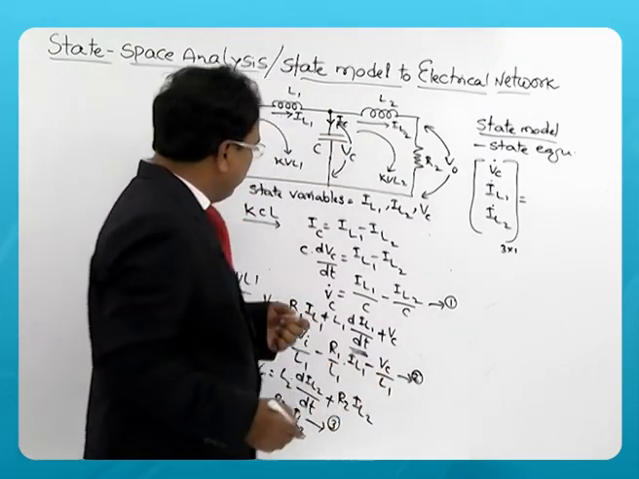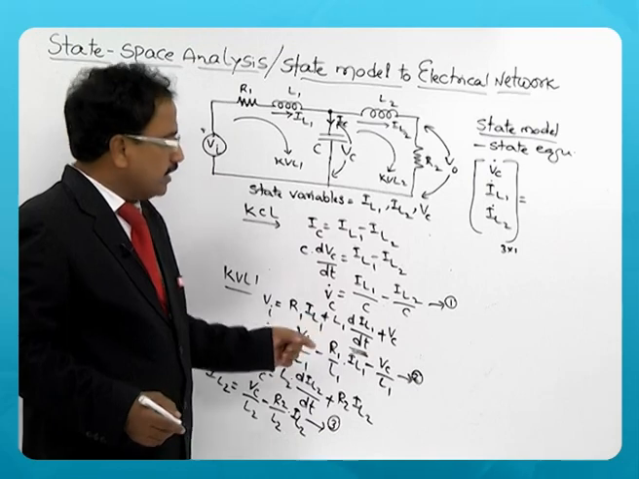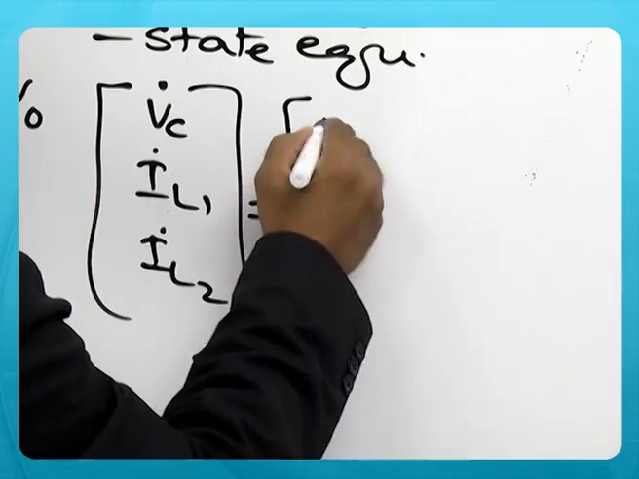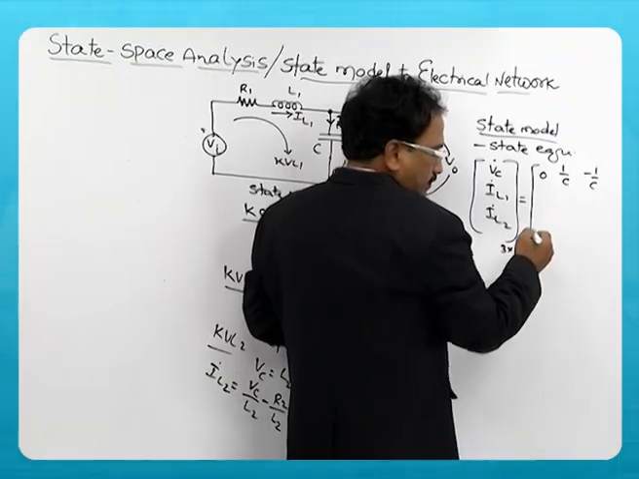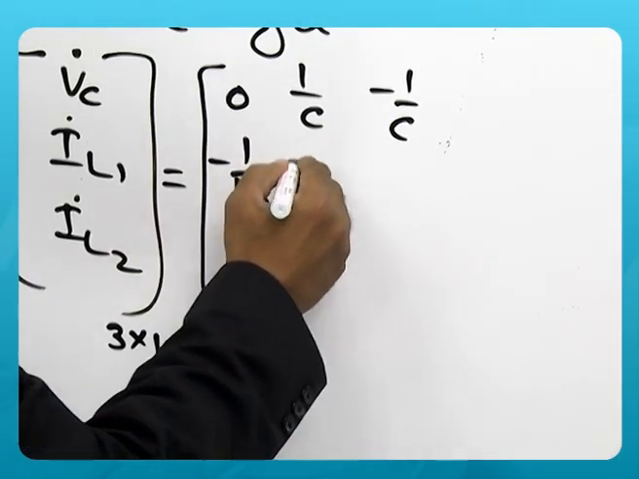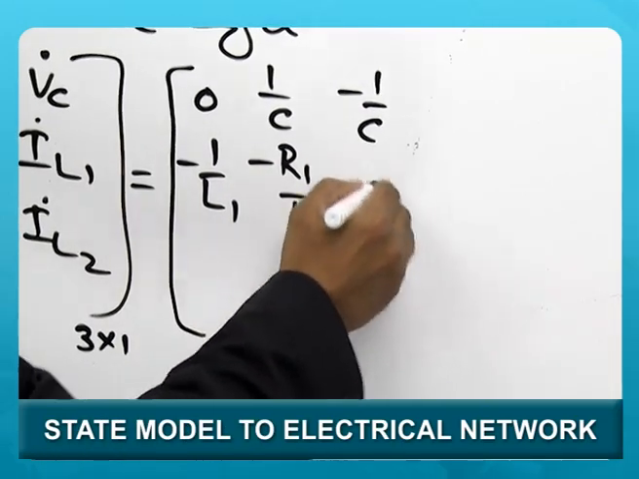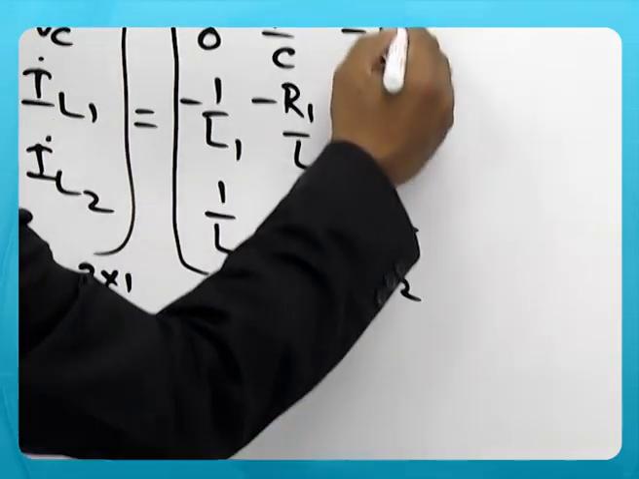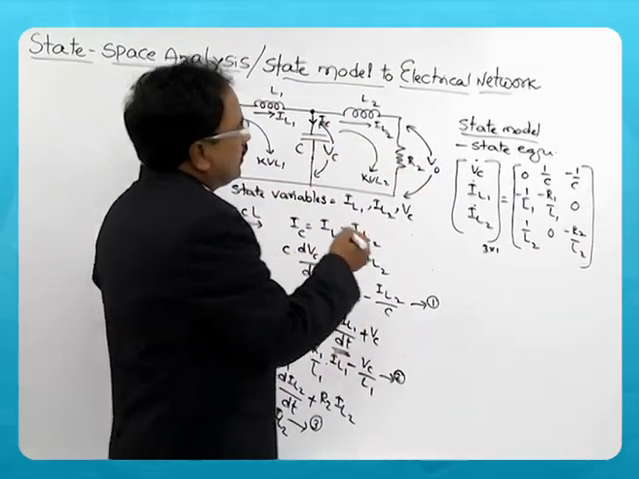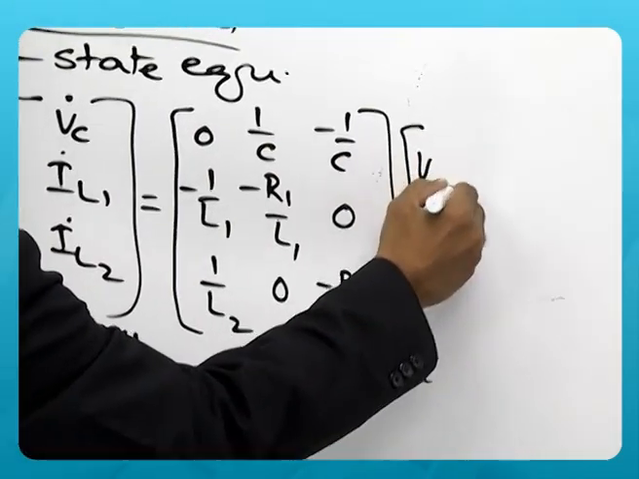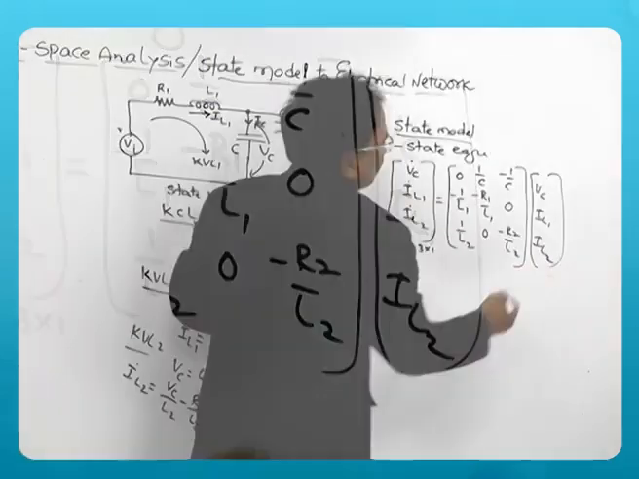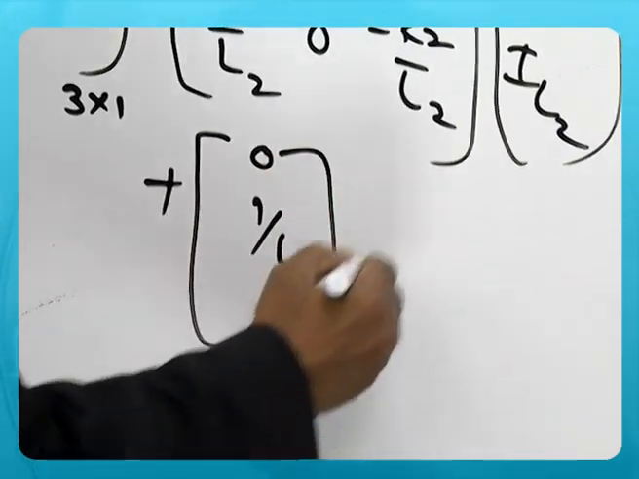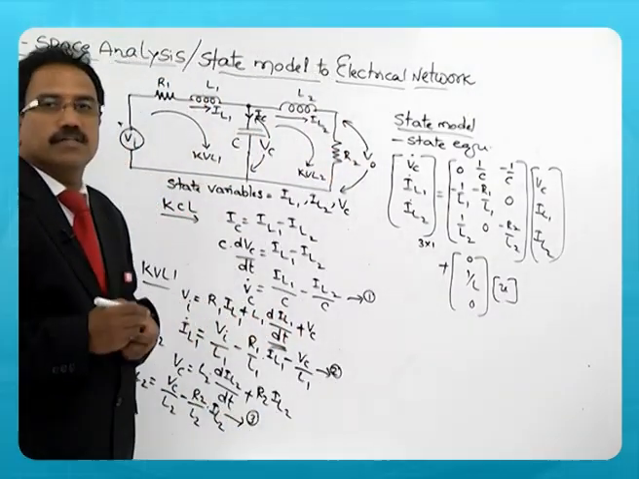This is equal to, now the coefficients of the equations on the right hand side should help us get the state matrix. There are 3 rows and 3 columns: 0, 1 by C, minus 1 by C; minus 1 by L1, minus R1 by L1, 0; and 1 by L2, 0, minus R2 by L2. This is the state matrix you get, and the 3 state variables are Vc, IL1 and IL2, plus the input matrix 0, 1 by L1, 0 into U. This is called the state equation you get.